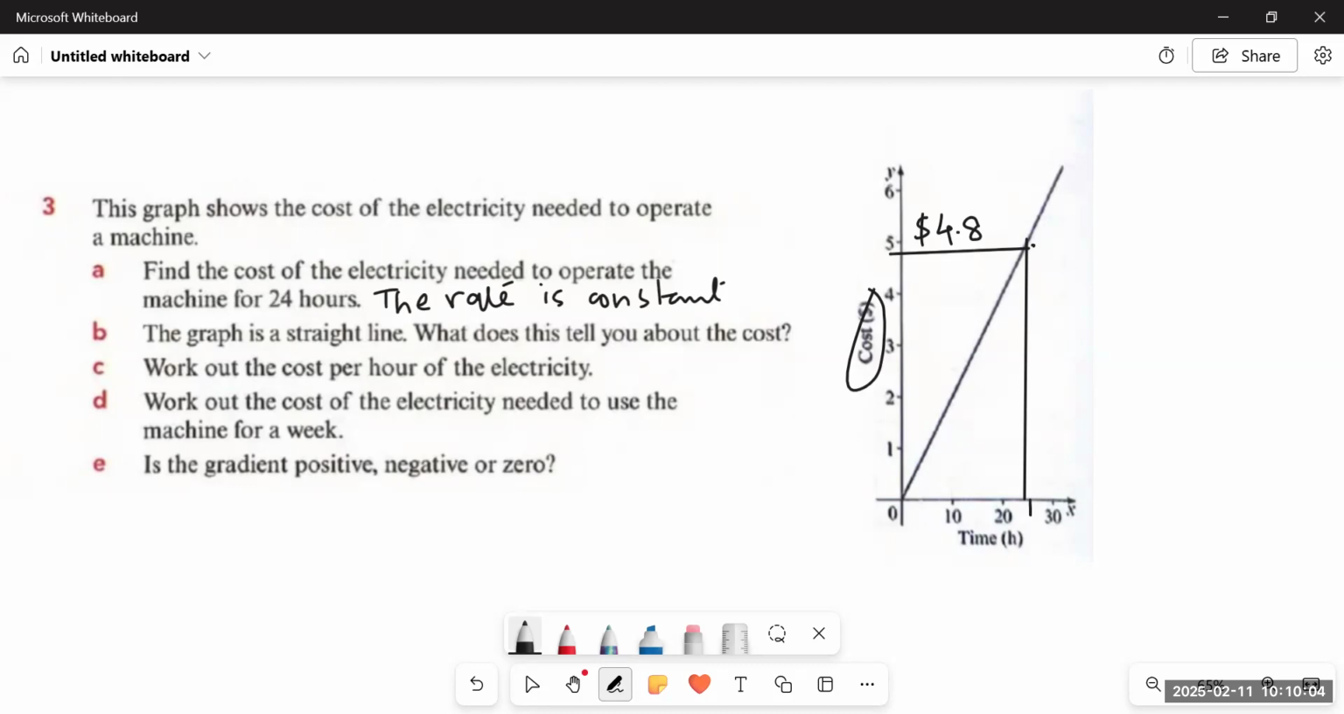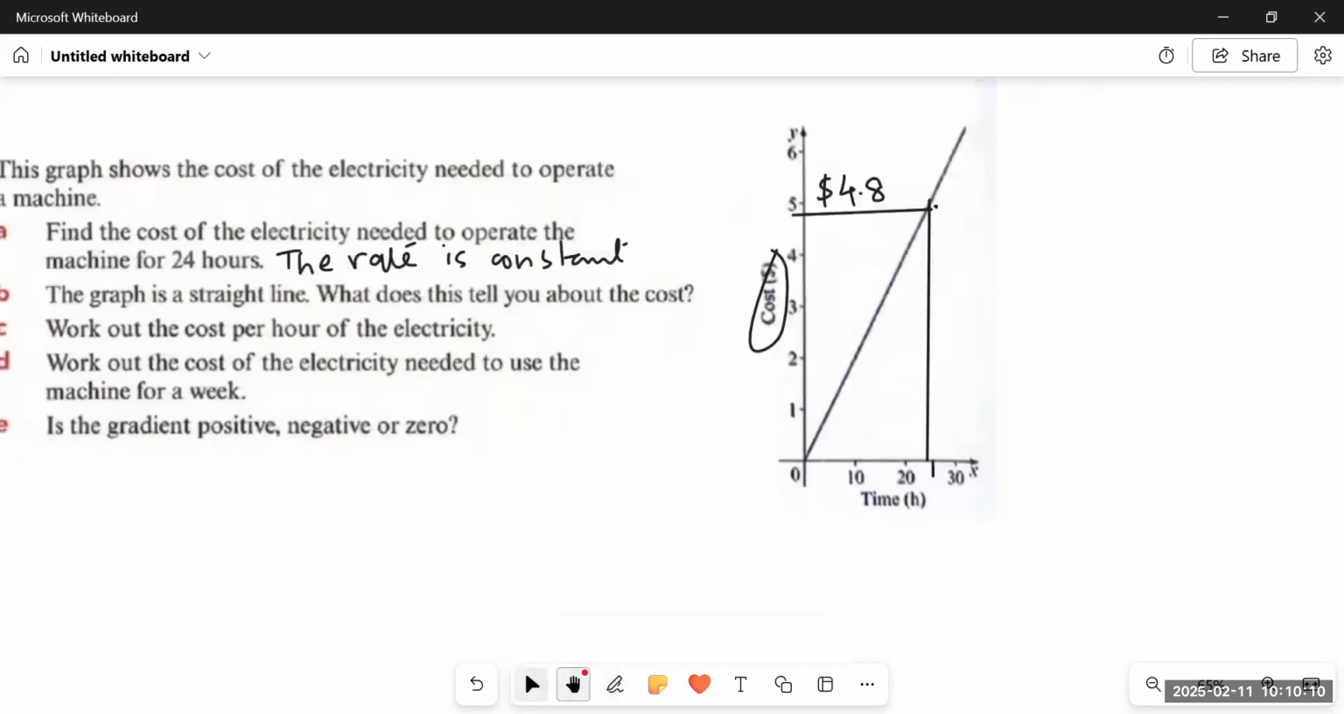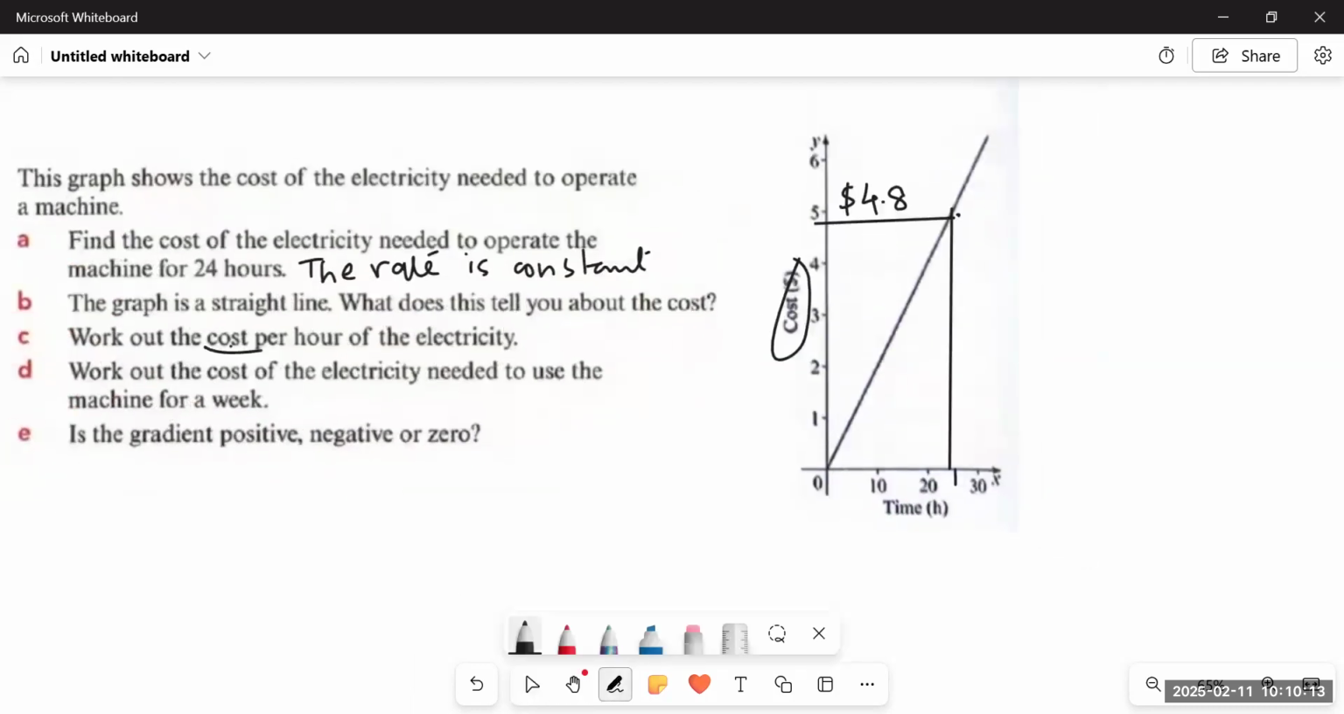Now the graph is a straight line. We have done this one. Work out the cost per hour of the electricity. Now we have to find out the cost per hour of the electricity. Cost per hour means we have to find out the rate. Rate is equal to cost per hour, that is quantity upon time. Whenever the question is like that, work out the cost per hour, where there is a per in between, it means you have to find out the rate. Cost will come in the numerator, the first quantity will come in the numerator, the second quantity will go in the denominator. So the rate is equal to cost upon hour.